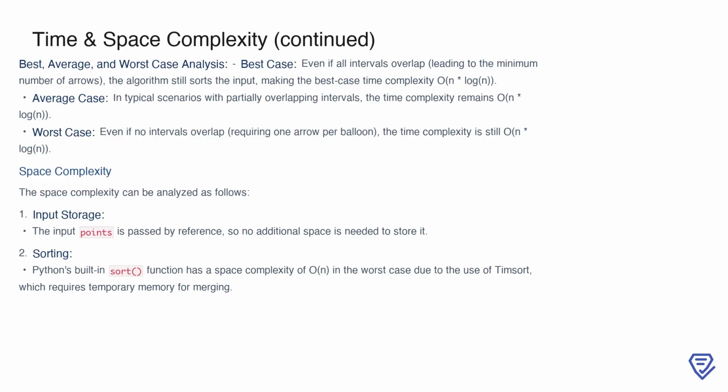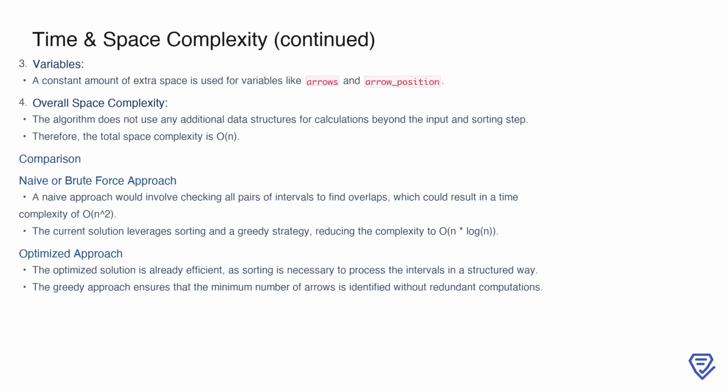Shifting to space complexity, the algorithm passes the input points by reference, so no additional space is required for storing the input. However, the sorting step uses Python's timsort algorithm, which can require O(n) additional space in the worst case for temporary memory during merging. Beyond sorting, the algorithm uses only a constant amount of extra space for variables such as arrows to count the number of arrows and arrow_position to track the position of the last arrow. Since no additional data structures are used, the overall space complexity remains O(n), dominated by the temporary memory allocation during sorting.